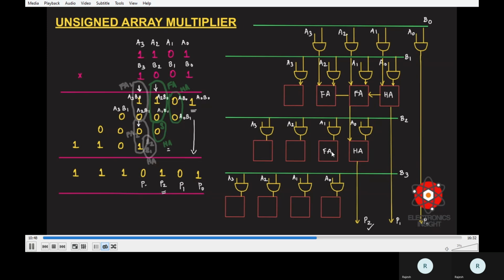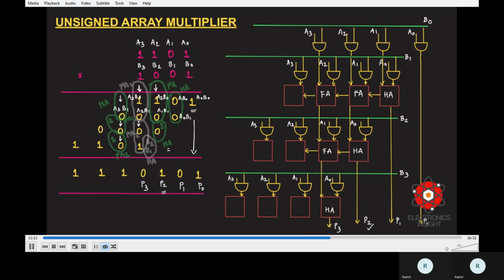And here the requirement is you are going to get output from this full adder, and A1 B2, and also carry from this half adder. So because you require 3 inputs, it is a full adder. But in the final case, when P3 was generated, we are getting output from a full adder and A0 B3 must be added. So that's why it is a half adder. So you can just go through that part.